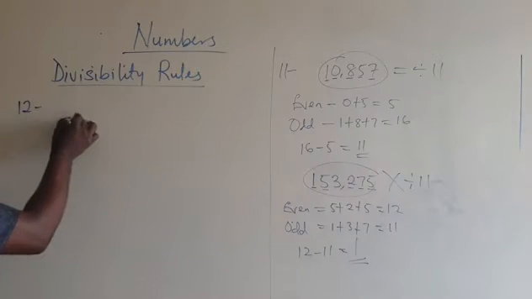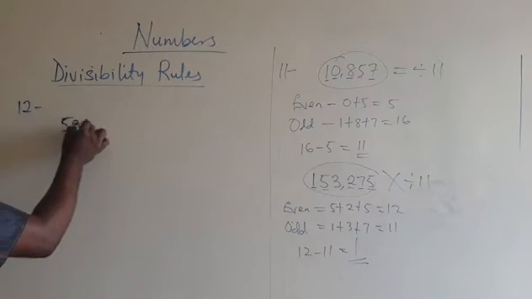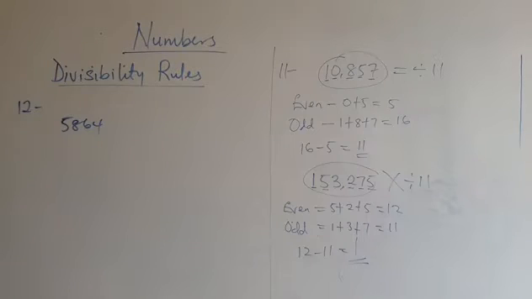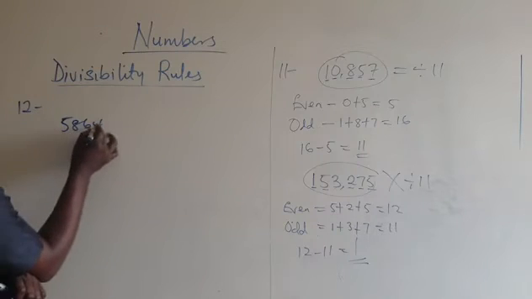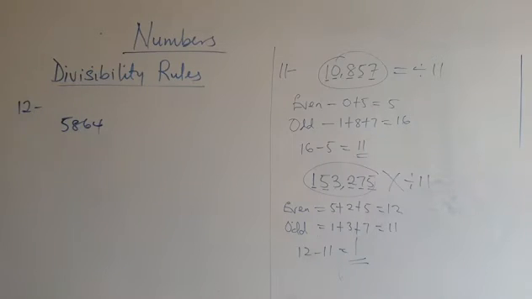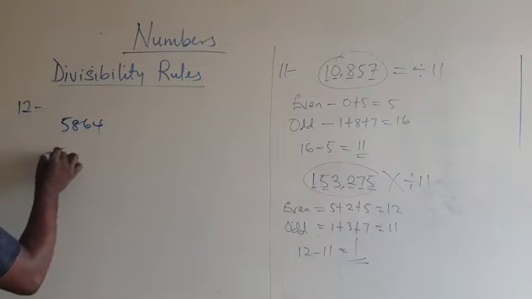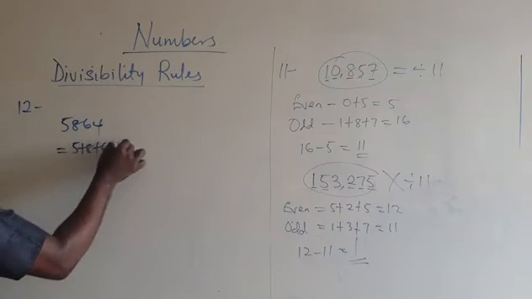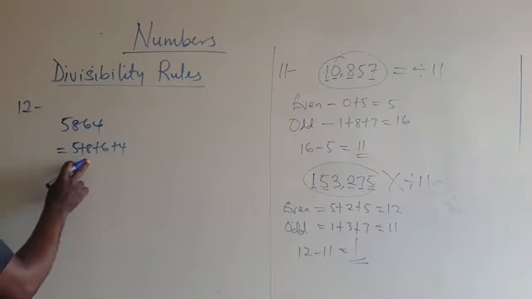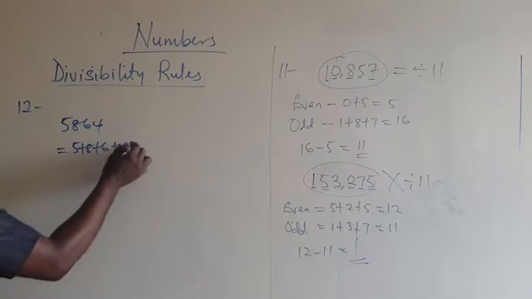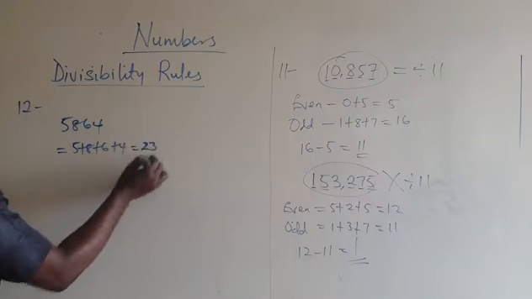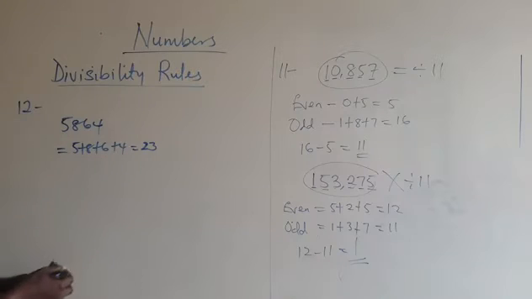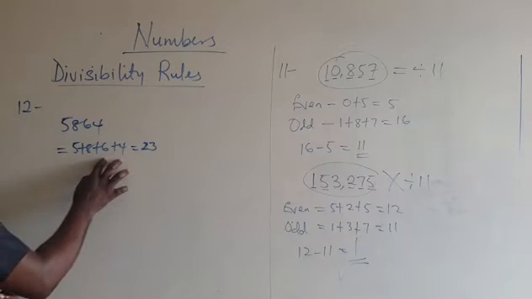We have 5,864. Let's check if 12 can divide it. The first thing is to check the rule of 3. Don't forget, the addition of everything must give us a number that is divisible by 3. So that will be 5 plus 8 plus 6 plus 4. This is 13, plus 6 is 19, plus 4 is 23. So can we say that 3 can divide 23? No.